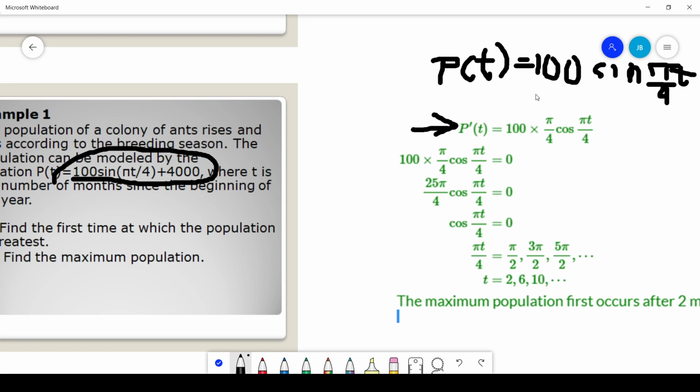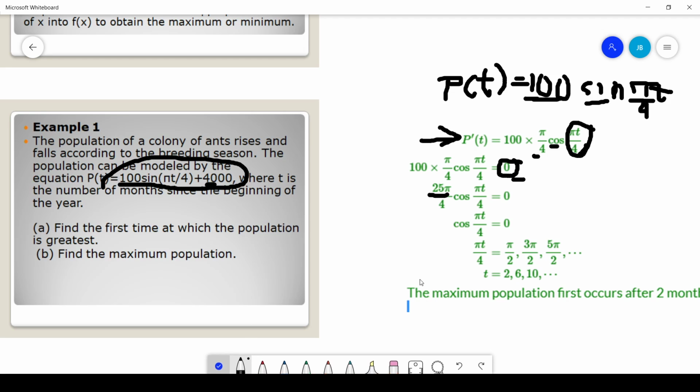So that would just be equal to 100. Then the derivative of sine is cosine. Then copy the angle, which is pi t over 4. But we still have to derive pi t over 4 with respect to t. So that is pi over 4. Now equate it to 0. Of course, the derivative of 4,000 is 0. So that's it, and equate it to 0. And then you will now have 25 pi cosine pi t over 4 is equal to 0. Simplify, so you will arrive at this answer right here.